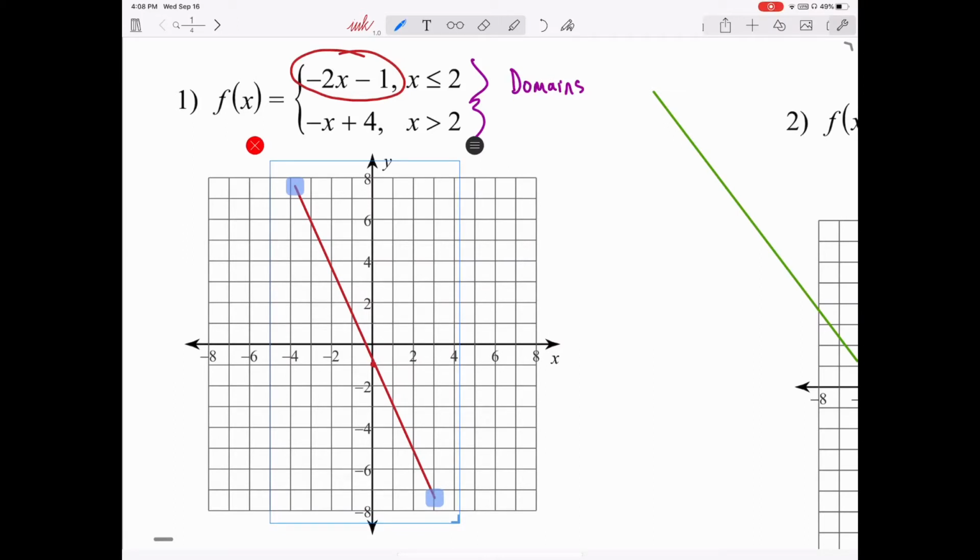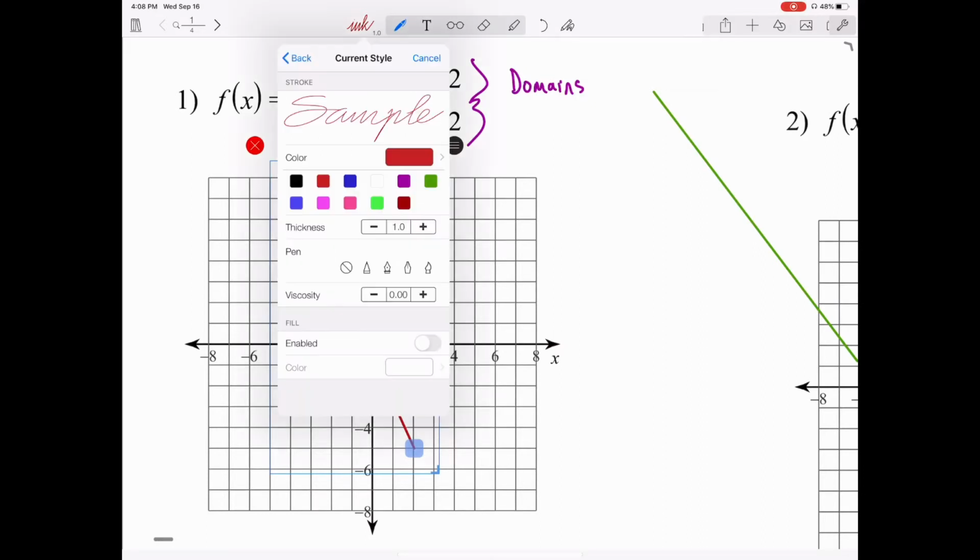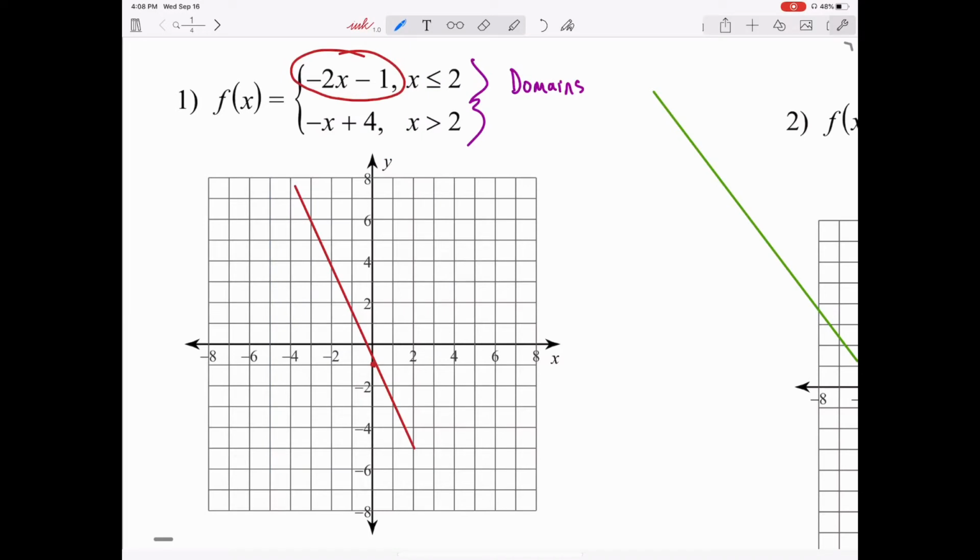But that function says to only draw it when x is less than or equal to 2. So what I'm going to do is take this line and I'm going to back it up until it's right about there, because that is x equals 2. I want that in red still. So that would be that piece drawn for x is less than or equal to 2. And what I'm talking about when I say x is less than or equal to 2, we're really talking about this line. So that top function, negative 2x minus 1, won't cross that dashed line.